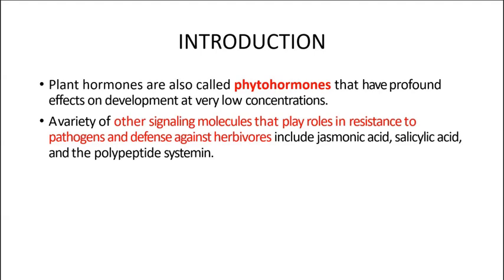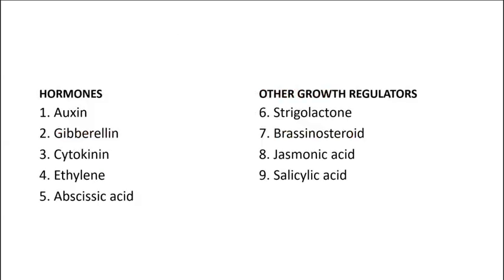So the hormones produced by the plants are known as phytohormones, and they have a profound effect at very low concentration. There are many signaling molecules which help the plant in resistance against pathogens, defense against pathogens. They include jasmonic acid, salicylic acid, and the polypeptide systemin. We will also study all these signaling molecules when we do the stress physiology chapter.